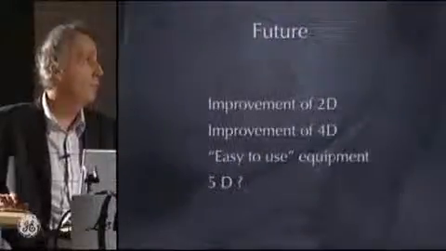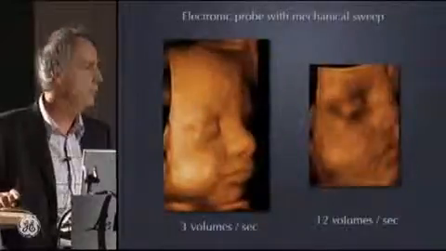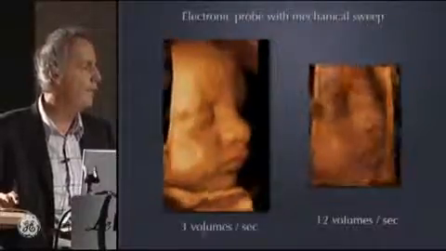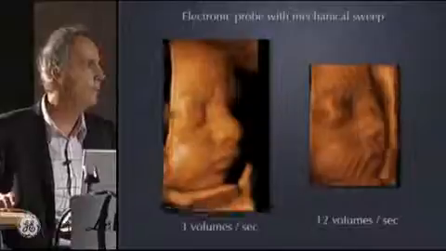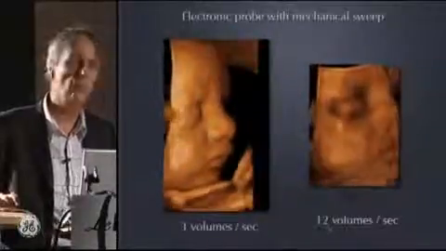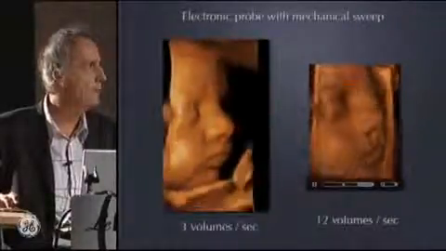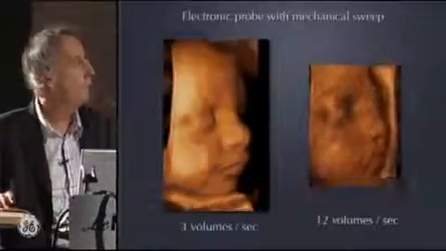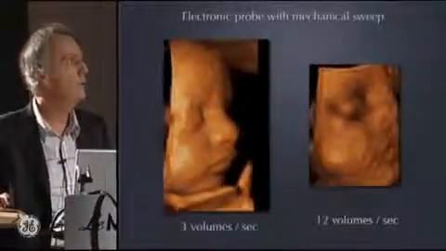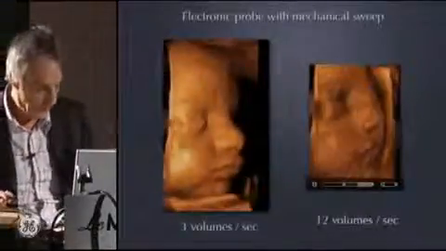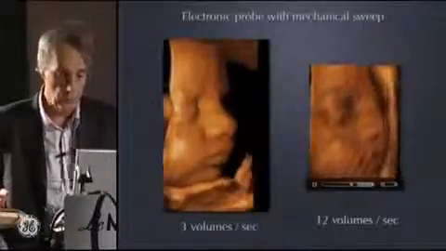We have also to improve the 4D, because when you are using a 3D, the quality is perfect. If you use 4D, the quality is less. If you use 3 to 5 volume per second, the quality is acceptable. But if you want to go up to 12 to 20 volume per second, this is not really nice. The frame rate is okay, but the quality is not good. Why? Because we are using an electronic probe with a mechanical sweep. And the next step will be, but I don't know when, 1 year, 2 years, 5 years, the use of the complete matrix probe without mechanical sweep.